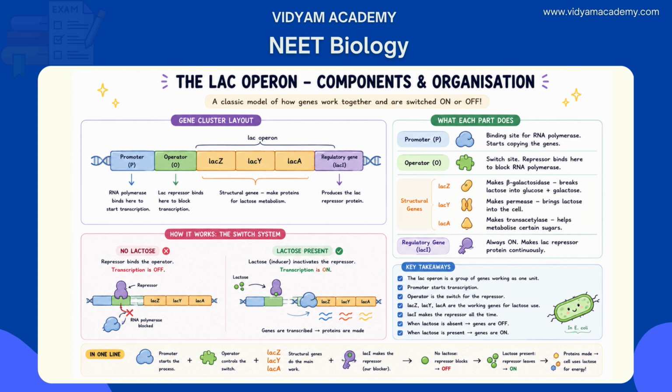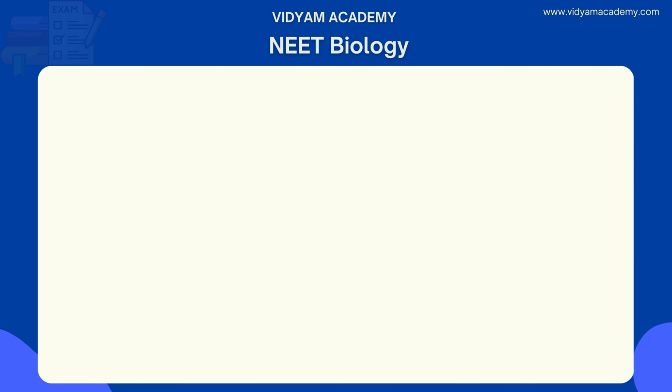LacY encodes a permease that transports lactose into the cell. And lacA encodes a transacetylase that metabolizes certain sugars. Upstream of the operon lies the regulatory gene lacI, which is transcribed independently and continuously to produce the lac repressor protein. So when lactose is absent, the repressor binds the operator and blocks transcription of all three structural genes simultaneously. A beautifully efficient regulatory system. That's why option A is the right answer for this question. Next, let's move to question number 5.